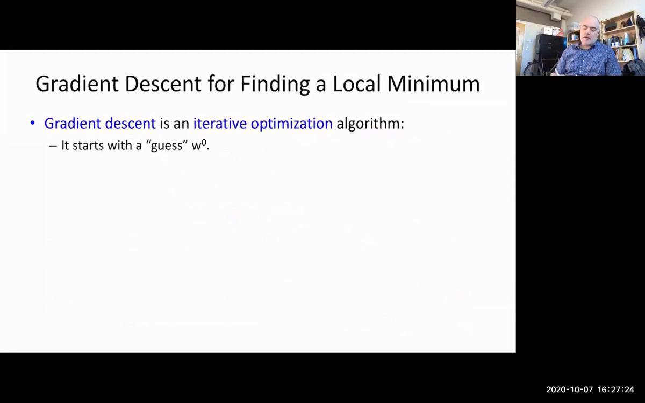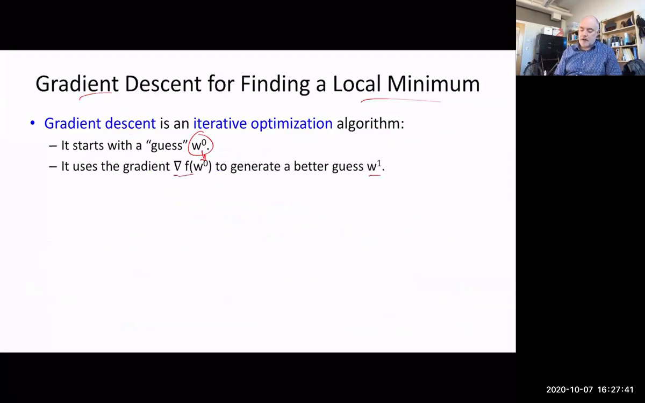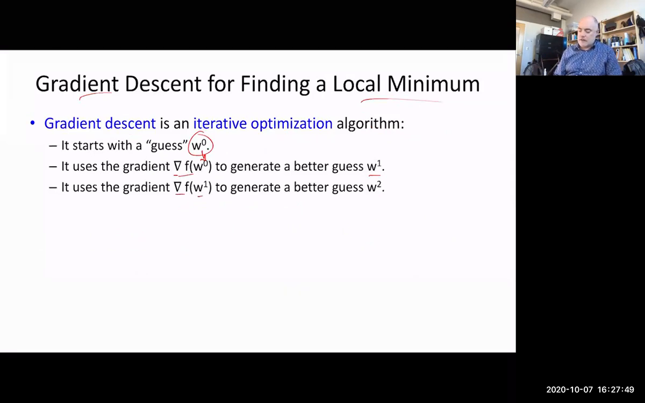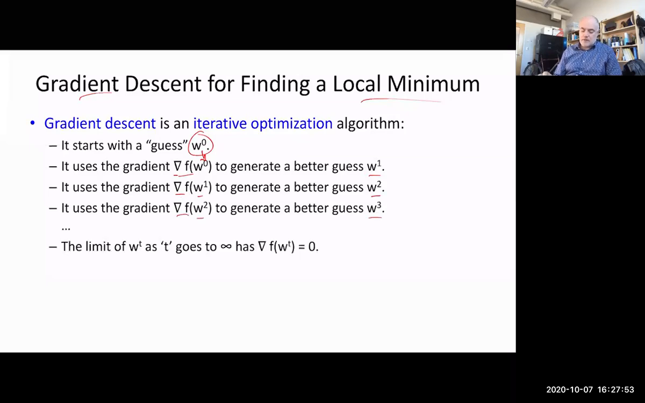So how do we use gradient descent to find a local minimum? Gradient descent is an iterative optimization algorithm. It starts with some random guess about the parameter vector, just random numbers in w. Then it uses the gradient function evaluated at that guess to generate a better guess, w1, the next iterate of the algorithm. And then it uses the gradient evaluated at that iterate to get a better guess, w2, gradient at that to get w3, and so on and so forth.